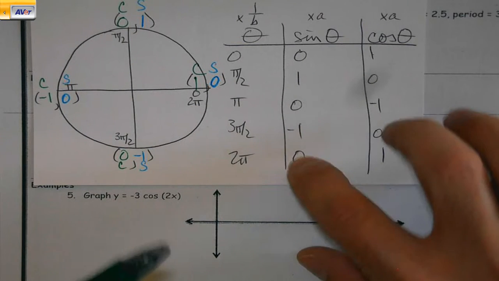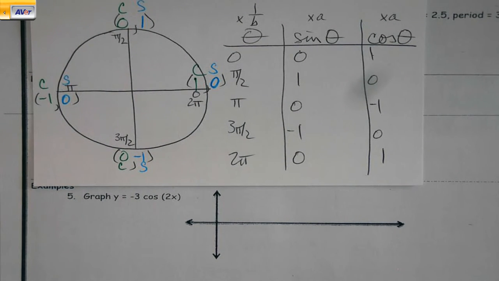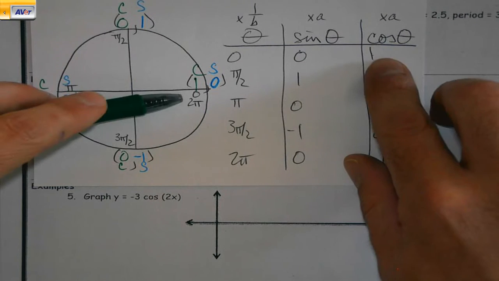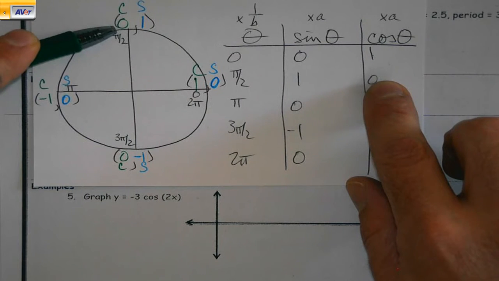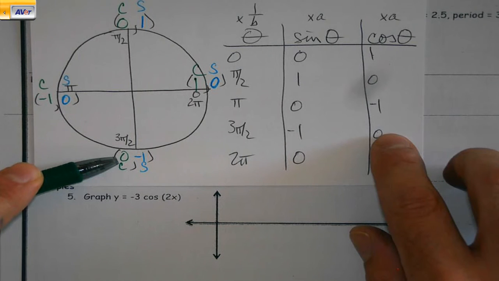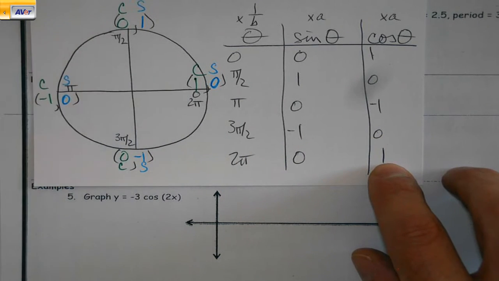Well, guess what? Now, your cosine values can come from those same coordinate points. It's just the x value. C comes before s. That's how I remember. So at 0, my cosine is 1. At pi over 2, it's 0. At pi, it's negative 1. At 3 pi over 2, it's 0. And then back around again.